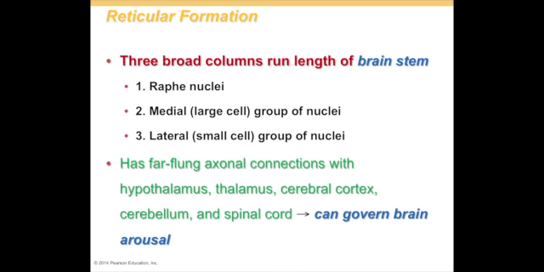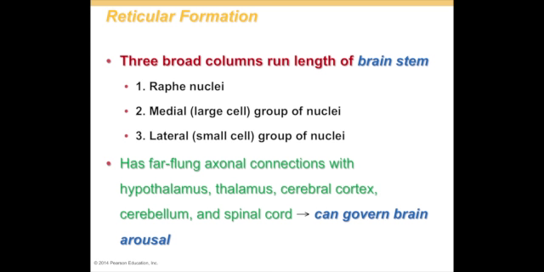Now, the reticular formation: three broad columns that run the length of the brainstem. And again, we know what the brainstem is composed of: the midbrain, pons, and the medulla. These are long conductive pathways of axons. We have the raphe nuclei, the medial or large group of nuclei, and the lateral small cell group of nuclei. Then they send their axonal tracts to different places.